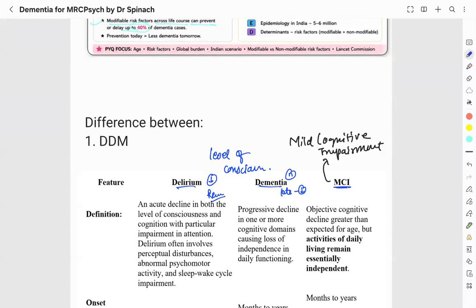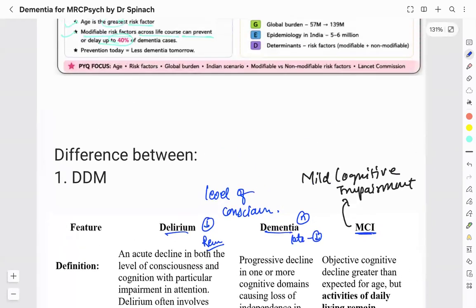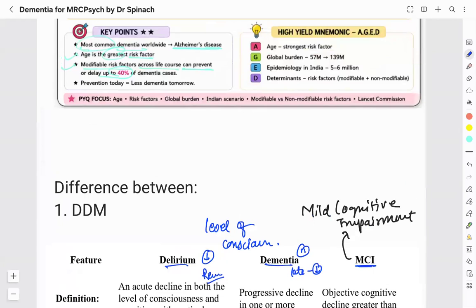Delirium can present with hallucinations. Some types of dementia can have hallucinations as well, like Parkinson's and Lewy body dementia.